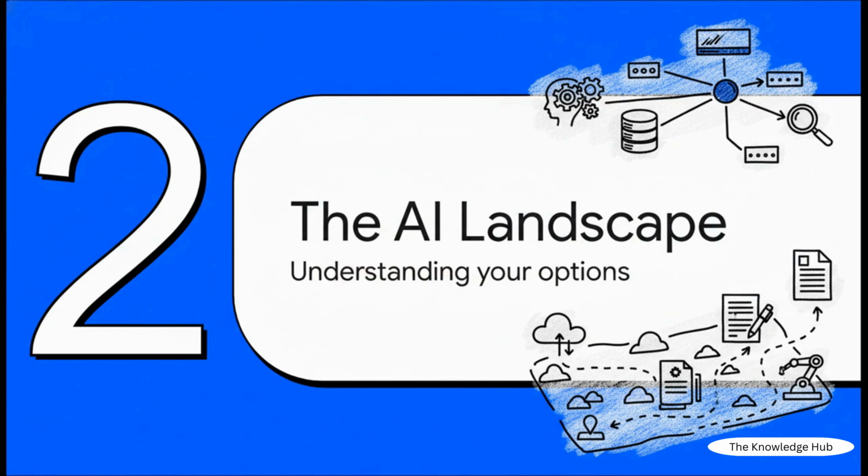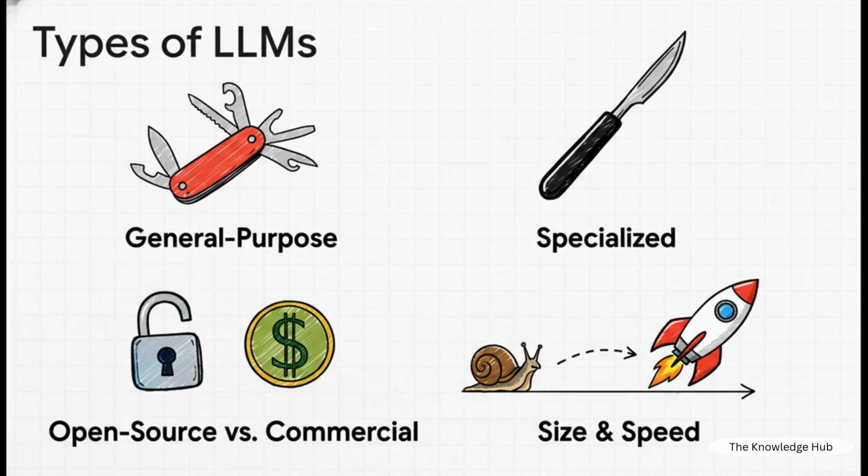Okay, so now we get what an LLM is. Let's zoom out and take a look at the entire landscape. And here's the most important thing to get your head around. Not all models are created equal. Not even close. They're built for totally different purposes, and understanding these different categories is really the first big step to making a smart choice. You can pretty much lump them into a few main buckets. First, you've got your general purpose models. These are like the Swiss Army knife of AI. They're pretty good at a lot of different things. Then you have specialized models, which are more like a surgeon's scalpel. They're precision engineered for one specific task, like writing code. You'll also see open source versus commercial models, and they come in all sorts of different sizes and speeds.